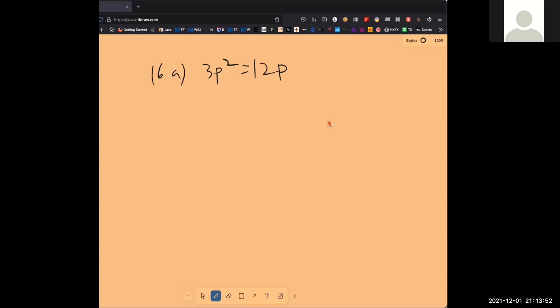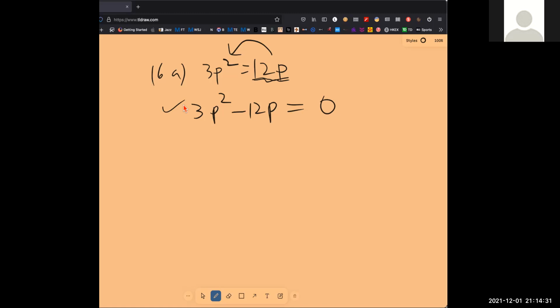Okay, good. So you have 16a, because you have circled 16a. The question is 3p squared equals 12p. Since the 12p is on the right, you need to bring it to the left hand side of the equal sign. When you bring 12p to the left hand side, you get minus 12p, and the right hand side is equal to 0. Are you okay with this step?